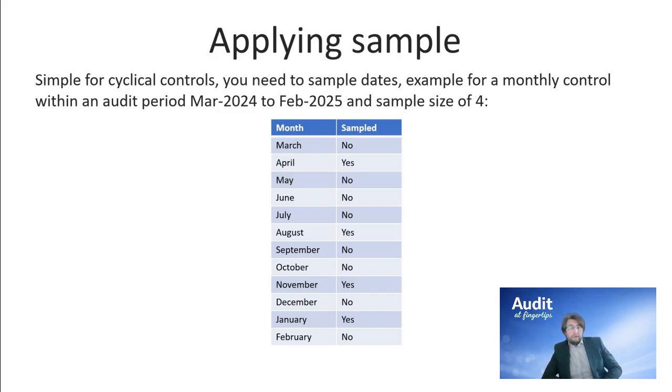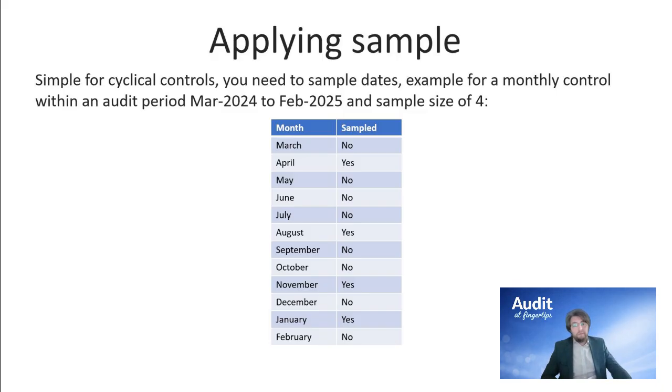So if you have, for instance, monthly controls, you don't ask from the log, you ask from the calendar, because you know that control is expected to be executed every month. And if it's not executed, in that case, it means control failure. So you just need to ask for evidence for specific months. You just make a list of the months, so for instance, from March to February.